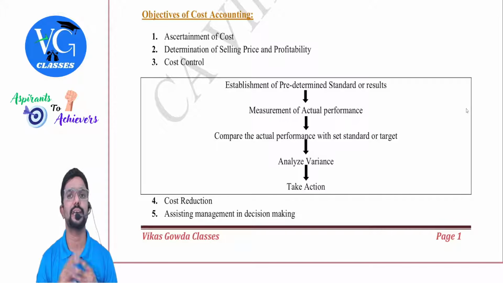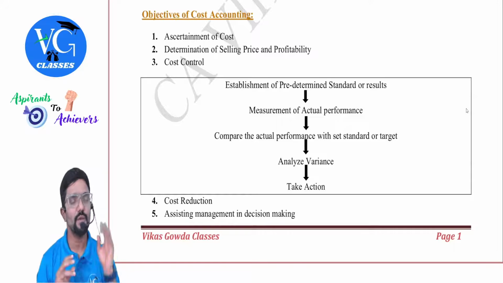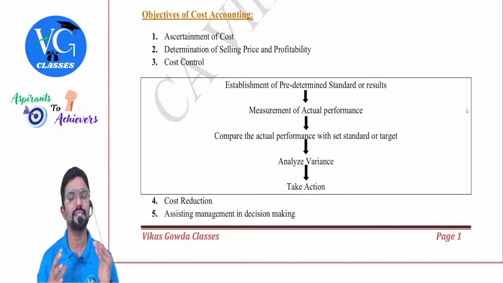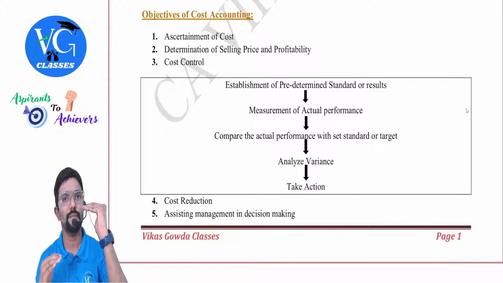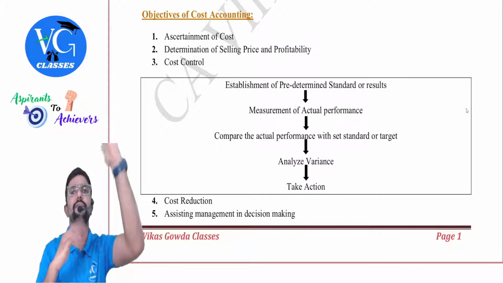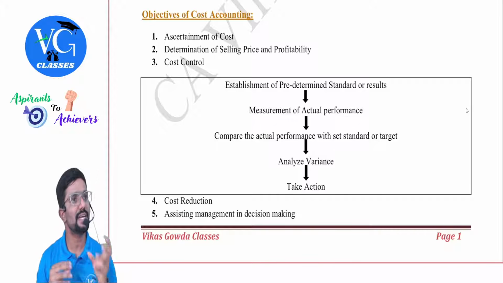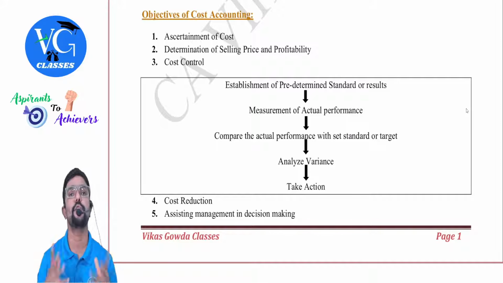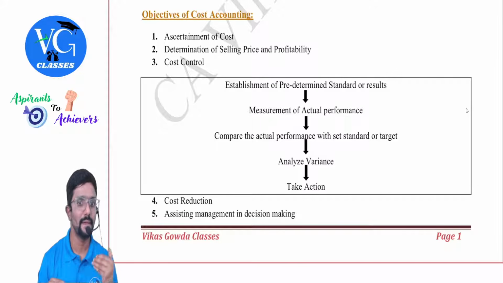First objective is what, guys? Ascertainment of cost. Why? See, if I know my cost only, I can fix my selling price. Without knowing my cost, if I fix my selling price, what if I end up making losses? So any organization, first they should know their cost. Over and above their cost, they will add certain profit and they will fix their selling price. So that at the end of the year, they know what their performance is in terms of what? Profit.